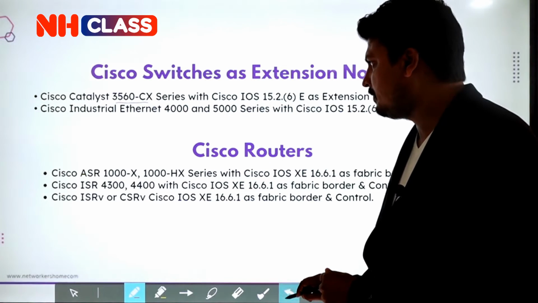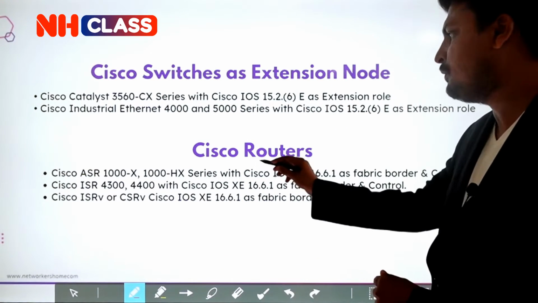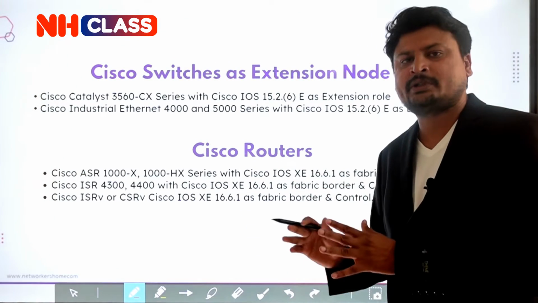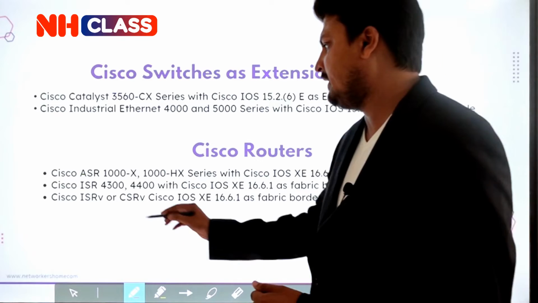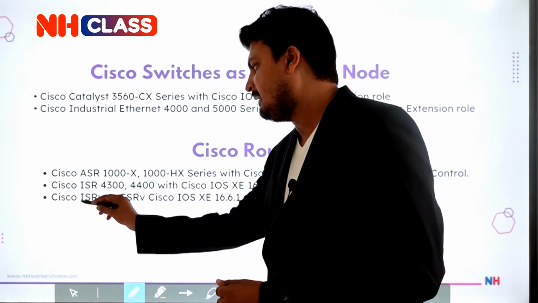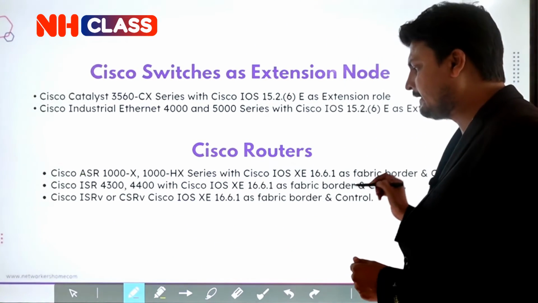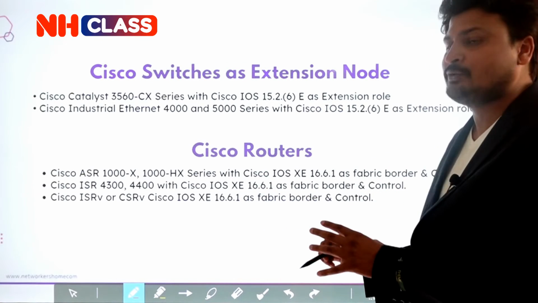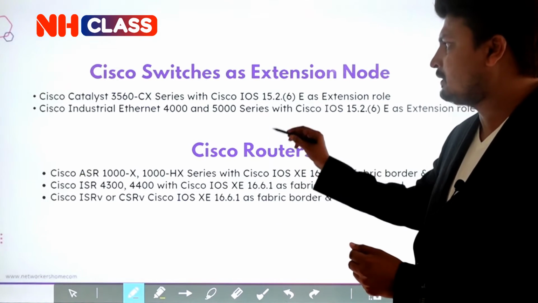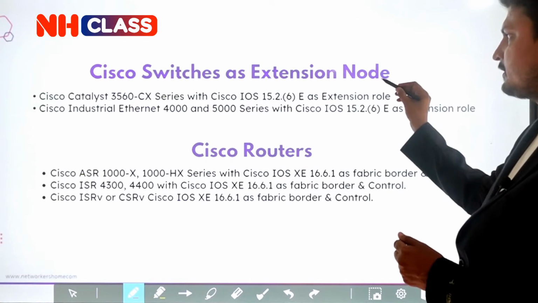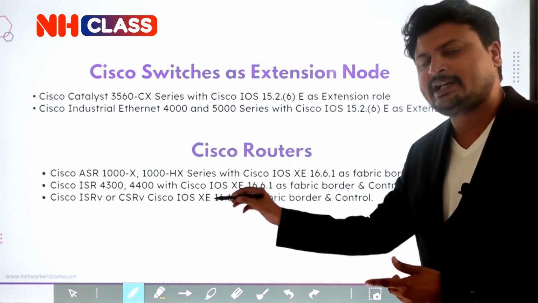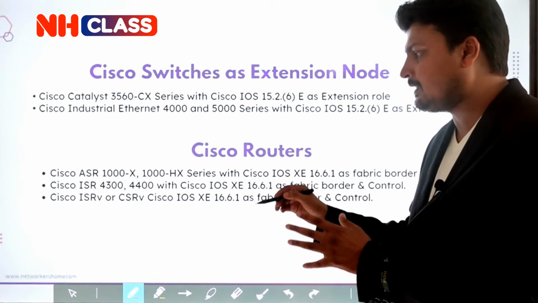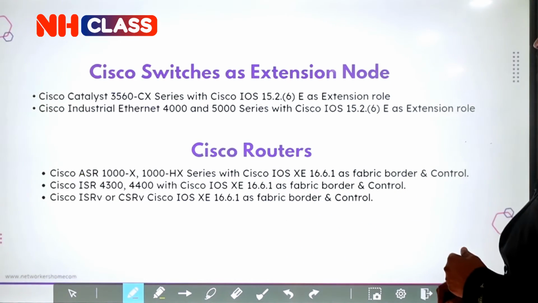Now we have Cisco routers. We do have dedicated Cisco router versions that will support your DNAC directly. We have ASR routers, ISR routers, and ISRV routers. These are the dedicated router model numbers which have to be implemented as the Cisco fabric devices. The switches shown earlier are extension nodes, and these are the Cisco routers that will directly support it. I can call it a fabric device: a device that directly supports your DNAC is called a fabric device.